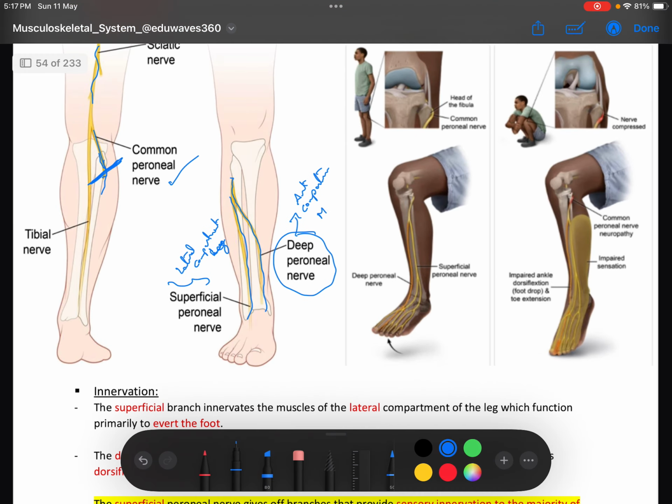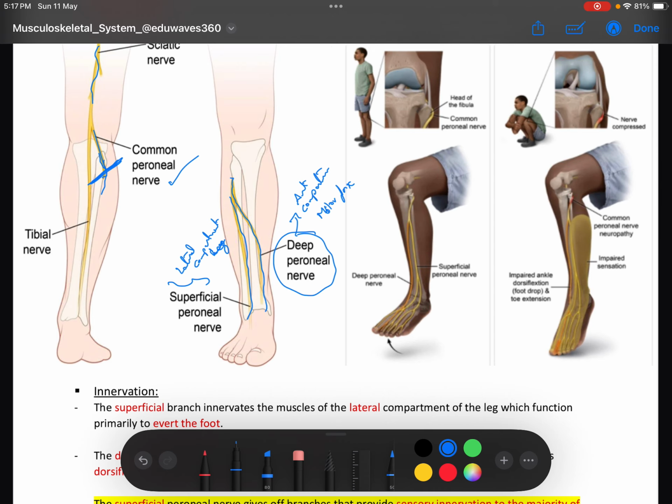In motor function, the deep peroneal nerve innervates the anterior compartment. In the anterior compartment, there are 4 muscles: tibialis anterior, extensor hallucis longus, extensor digitorum longus, and fibularis tertius. Okay, these muscles' action will be dorsiflexion of the foot and toes.